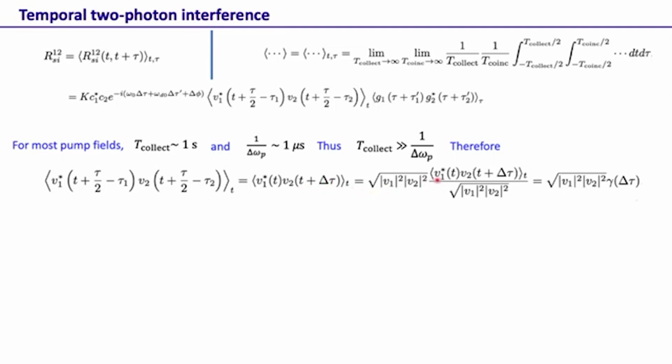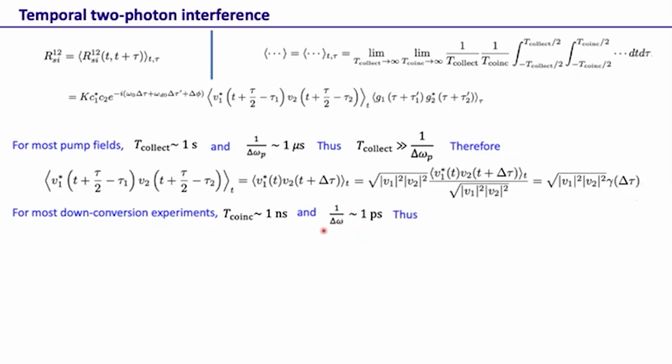This we can just rewrite. This remains here, we multiply numerator and denominator by this quantity, and as we had done before, this stays here, and this quantity we just define as the degree of coherence. So this is the time averaged degree of coherence, and it depends only on the difference of the two arguments. Similarly, for spontaneous parametric down conversion experiments, the T coincidence, the time window over which the coincidences are collected, is of the order of a nanosecond, and 1 over delta omega is of the order of a picosecond.